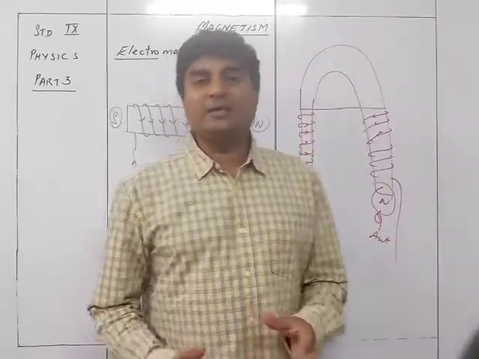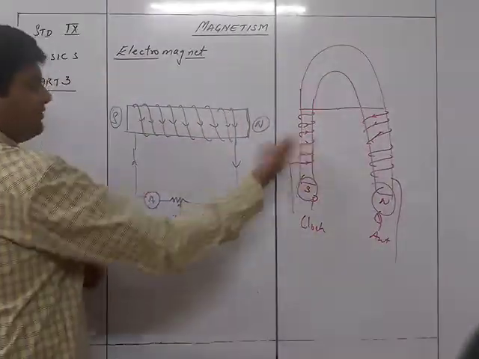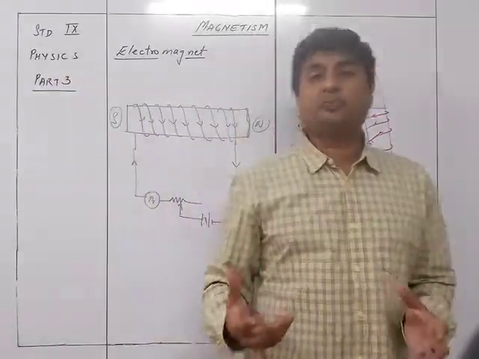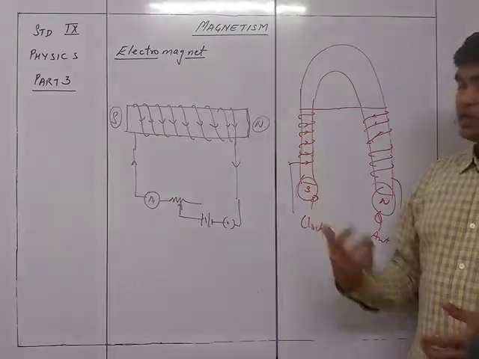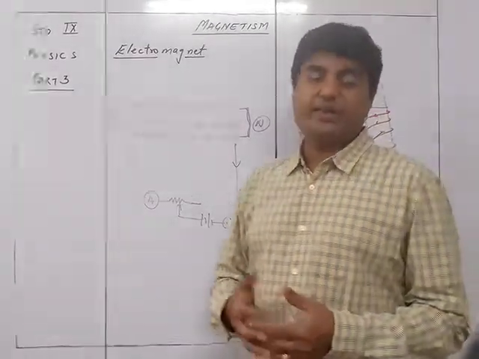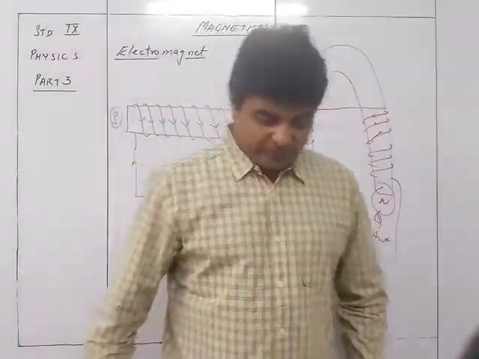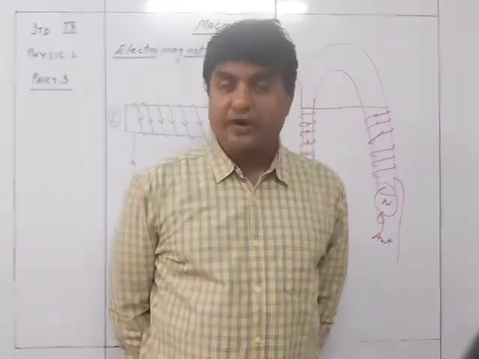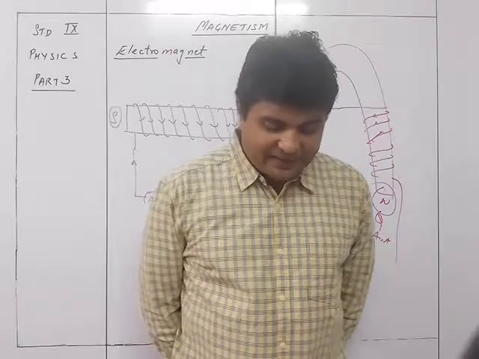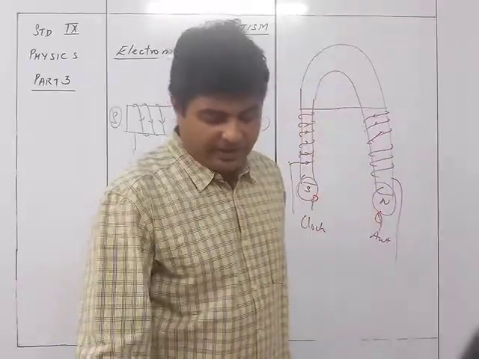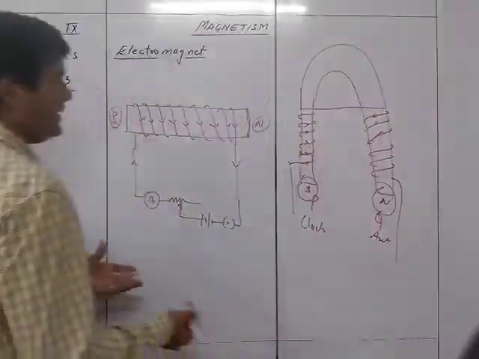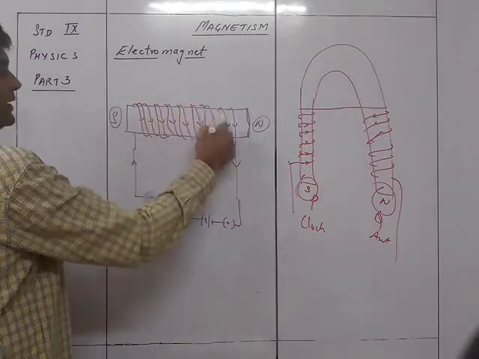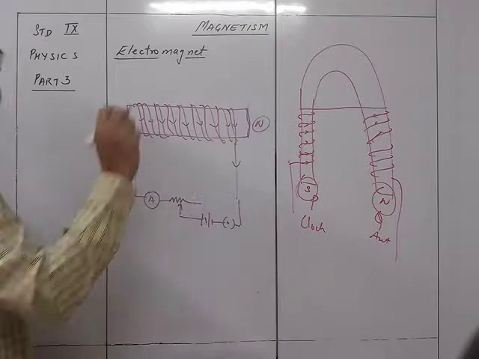Now, the main advantage of this particular kind of system is that you can increase the magnetism of this bar magnet or the horseshoe magnet very easily. And that is possible in two ways. The magnetic field of an electromagnet can be increased by the following two ways. First, by increasing the number of turns of the winding in the solenoid. So I just increase the windings over here. If I increase the windings, automatically the magnetic field increases.